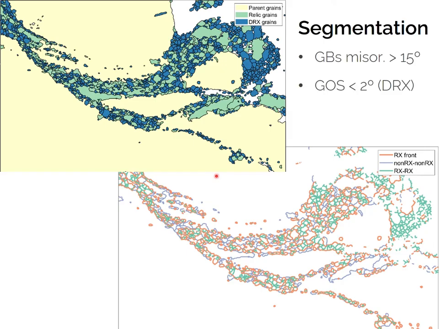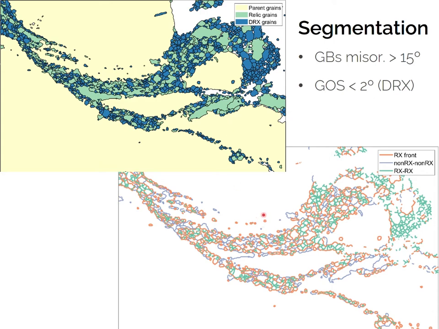For all the maps, we performed the following protocol. First, we define grain boundaries as those with a misorientation angle above 15 degrees, as is common in olivine. Then we segmented the recrystallized grains based on their grain orientation spread value, setting the threshold value at 2 degrees, here represented in blue. At the same time, we also segmented the structured grains into parent grains in yellow and relic grains in green, based on their apparent sectional areas.